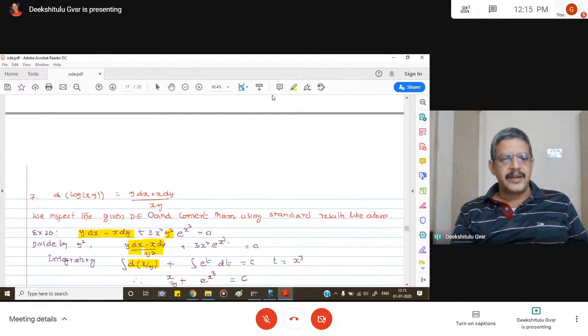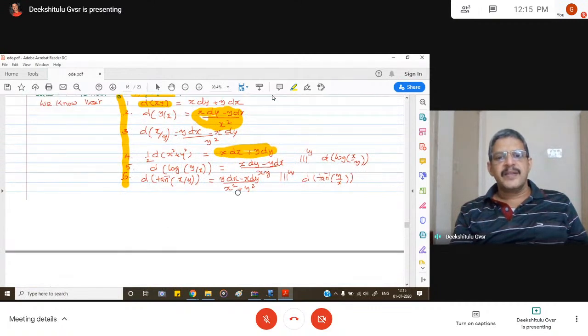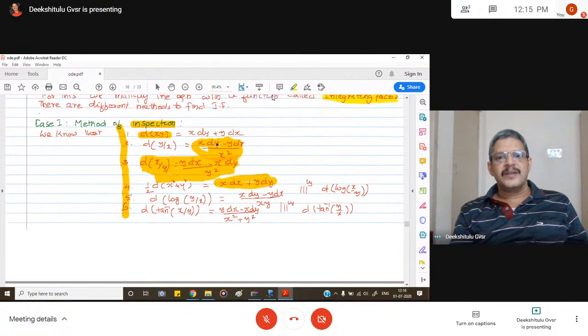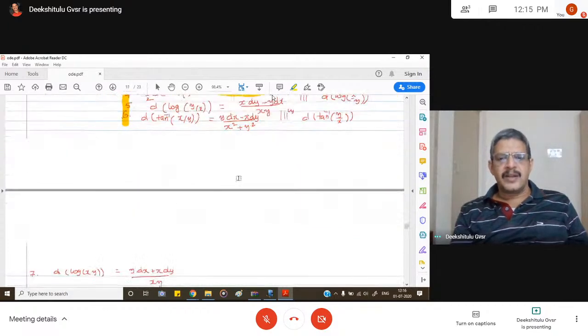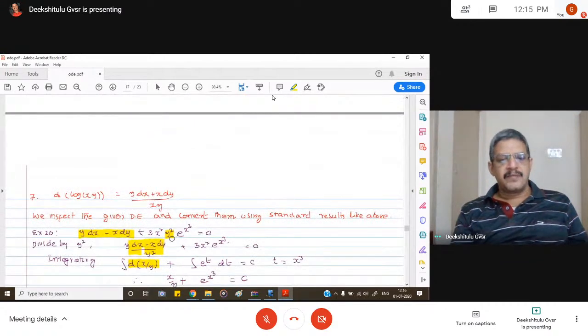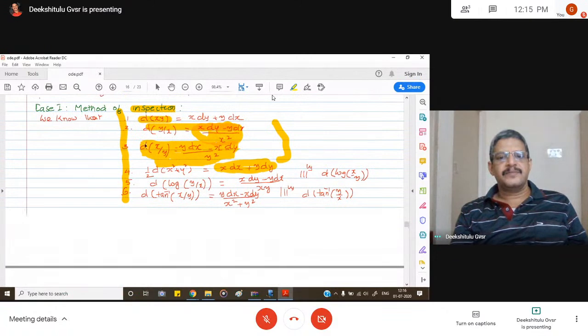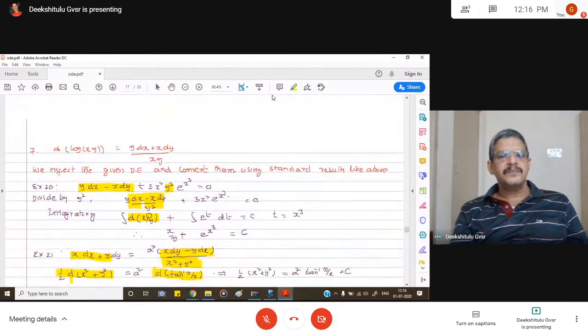Have you studied any form like this involving y dx minus x dy? If you go back and see this formula, or else this formula, these two are equal, so you can apply either of these two formulae. If you divide throughout by y square, you get y dx minus x dy by y square, so this formula applies. Plus the other term, 3x square e power x cube dx, is equal to 0.